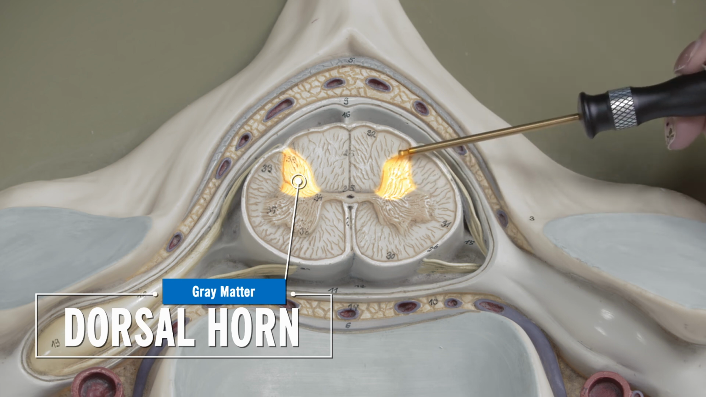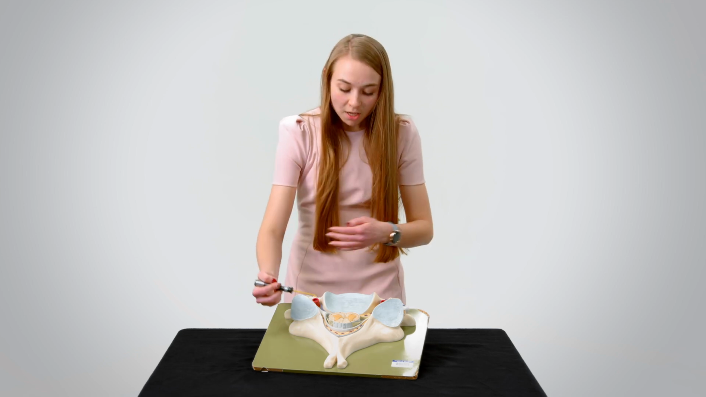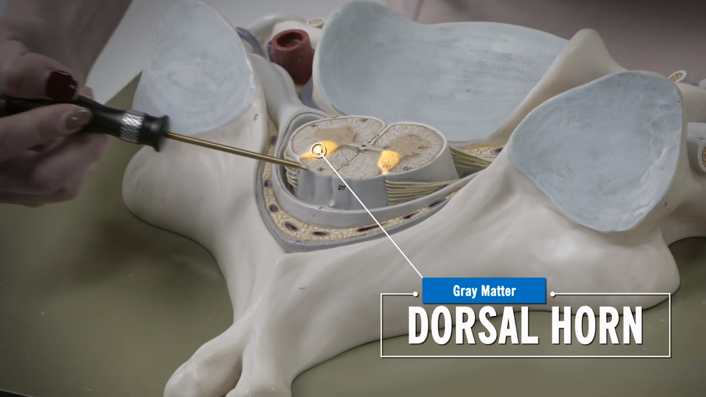We can remember the dorsal horn in part because it looks like a dorsal fin. It's also more pointy and will typically reach the edge of the spinal cord.